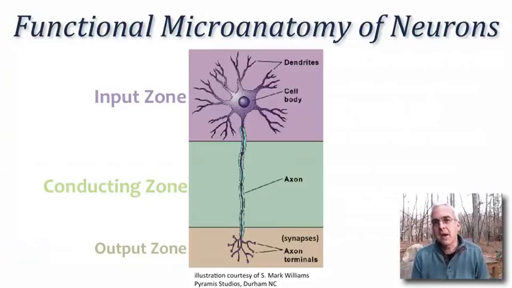All right, now let's survey the different parts that make up a typical neuron, such as the one illustrated here, and this will give us a chance to think about what I consider to be the functional microanatomy of neurons. And let's begin with the cell body.